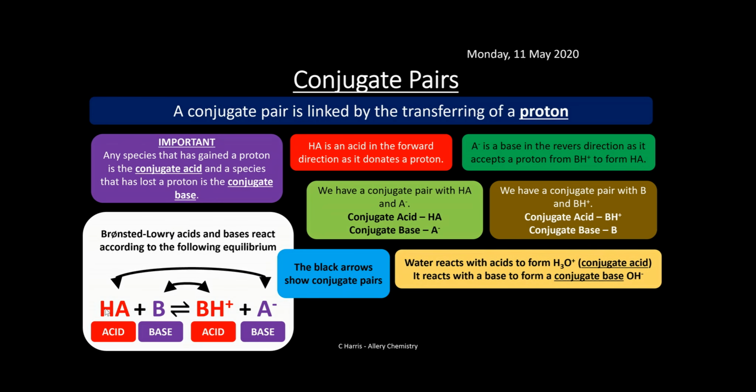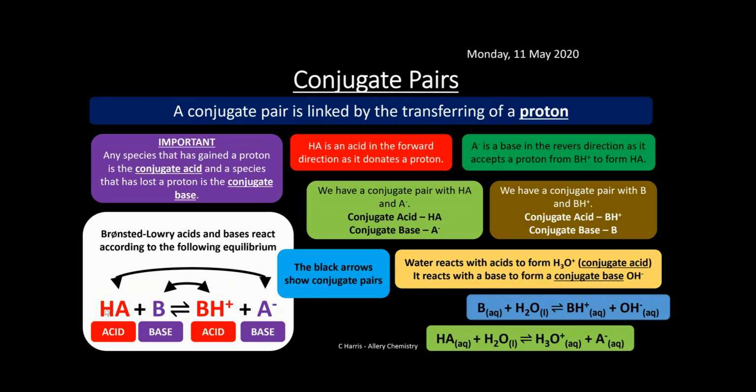So water reacts with acids as well to form H3O plus, that's a hydroxonium ion or hydronium ion. They could be called either one of them. So that is a conjugate acid because it reacts with the base to form the conjugate base, which is OH minus. So for example, we can see here your B reacting with water to form BH plus and OH minus, and our acid HA reacting with water to form the hydroxonium ion or hydronium ion H3O plus, and your A minus as well.